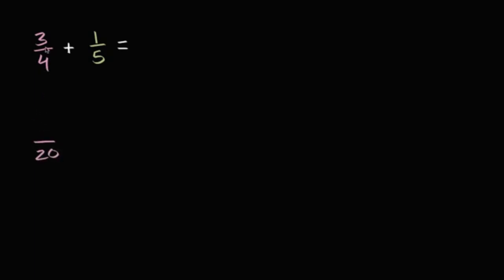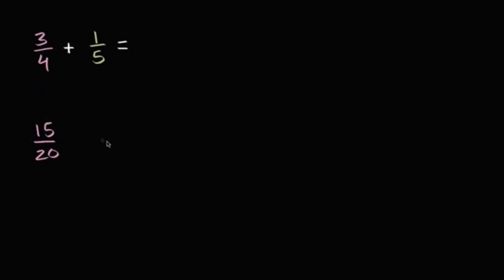So we could write 3/4 as something over 20. So to go from 4 to 20 in the denominator, we multiplied by 5. So we also do that to the numerator. We multiplied 3 times 5 to get 15. 3/4 is the same thing as 15/20.